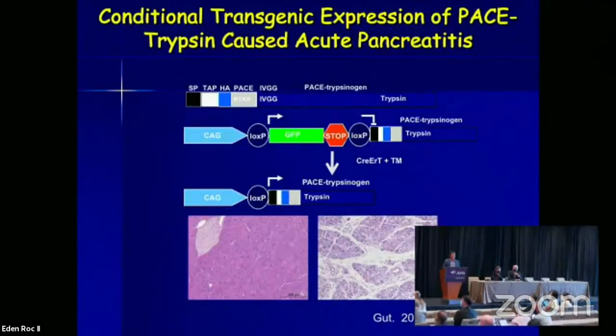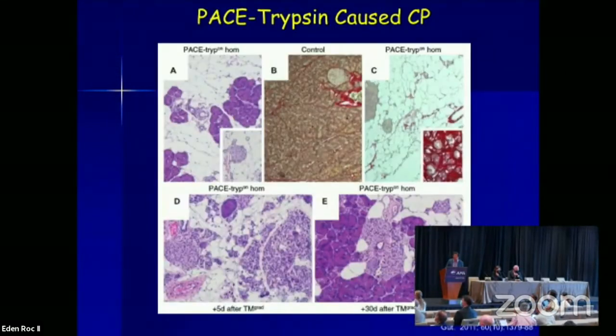So we made a conditional transgenic mouse model with that construct. And sure enough, after induction of the expression with tamoxifen, it causes acute pancreatitis. It's interesting. And all these mice develop chronic changes with pancreas atrophy, a loss of islet cells, some fibrosis, and mainly fat replacement.